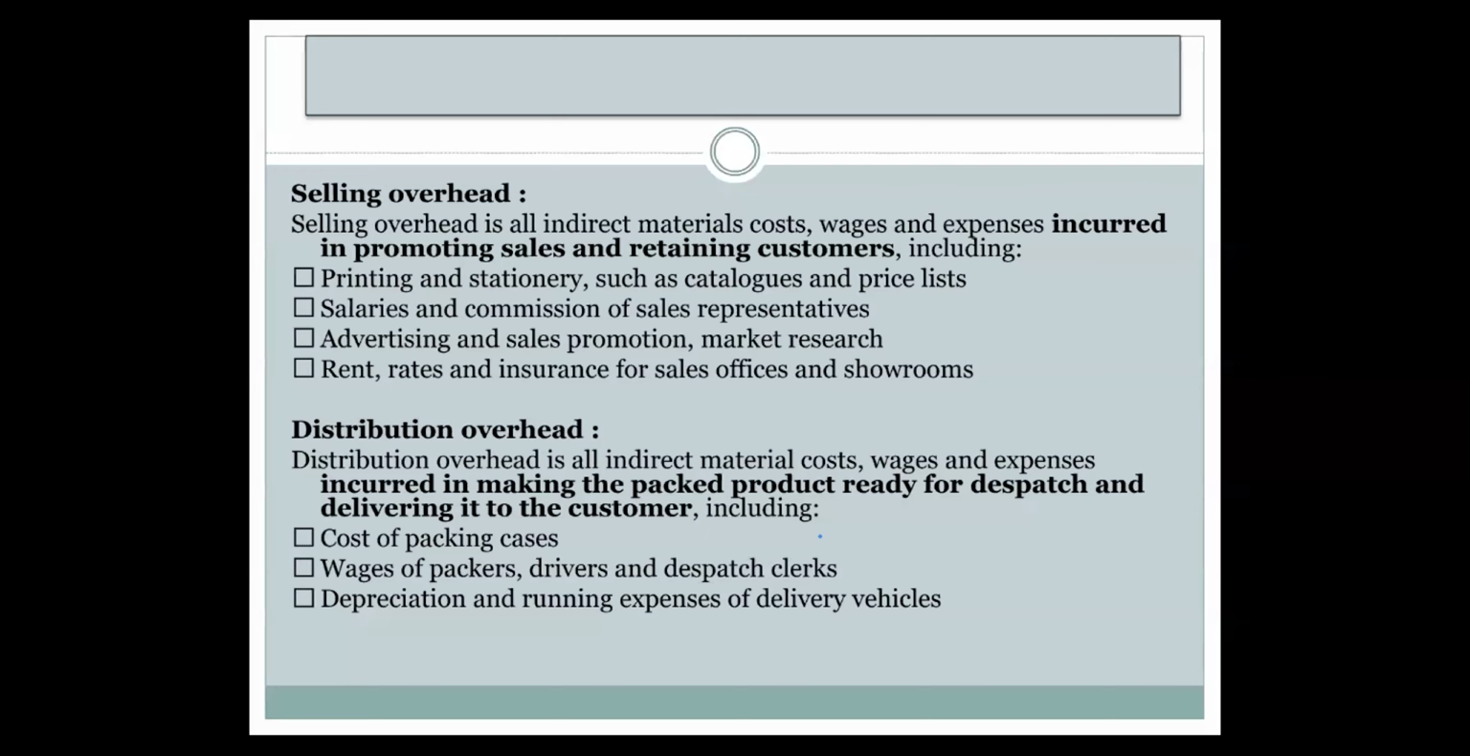And salary of distribution clerks and officers, and depreciation of delivery vans can be treated as distribution overhead. All these expenditures should be mentioned, or segregated division wise, otherwise you cannot trace them.